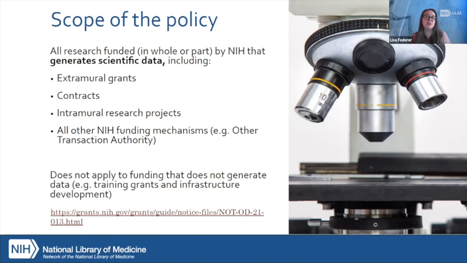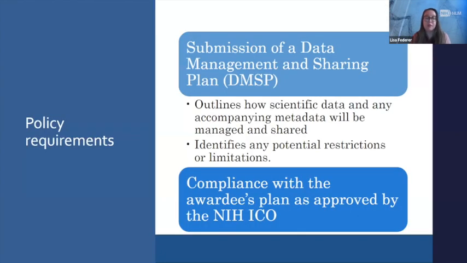And it also applies to intramural research projects. About 80% of NIH's funding goes out in the form of grants and contracts, but about 20% is used for research that is conducted at the NIH here in Bethesda and a couple of other places around the country. And this applies to those researchers as well. What this does not apply to is funding that doesn't generate data. So things like training grants or infrastructure grants, conference grants that aren't developing data, of course, no data to share, so they don't have to worry about this policy.